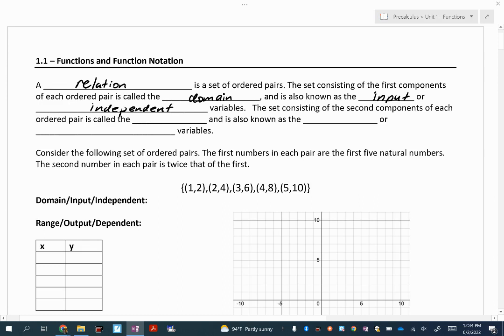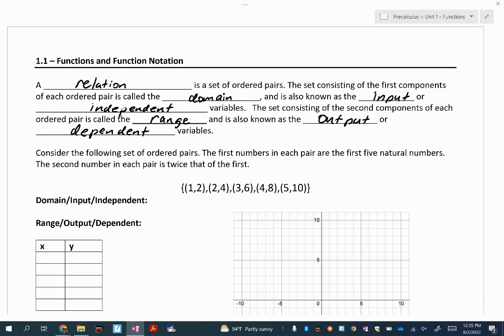Now, in my stats class, for those of you that are also taking AP Statistics, we don't actually use the word independent. We use explanatory. But again, a little bit different kind of math. We're going to focus on the word independent. The set consisting of the second components of each ordered pair is called the range and is also known as the output or the dependent variable. And just like I said, the independent variable, we use the word explanatory in AP Statistics. For the dependent variable, we've used the word response variable.